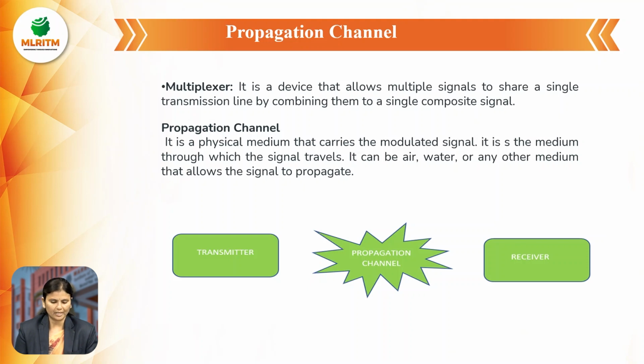And next one is propagation channel. It is a physical medium that carries the modulated signal. It is the medium through which the signal travels. It can be air, water or any other medium that allows the signal to propagate.